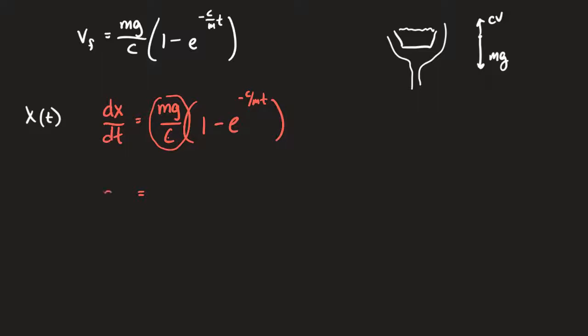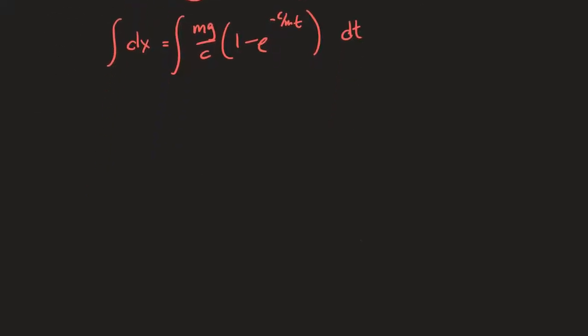Meaning, if I write this as dx equals mg over c times 1 minus e to the negative c over m t, dt, I'm really just integrating both sides. Now that looks really, really hard. So let's make it look smaller. Let's make it look easier.